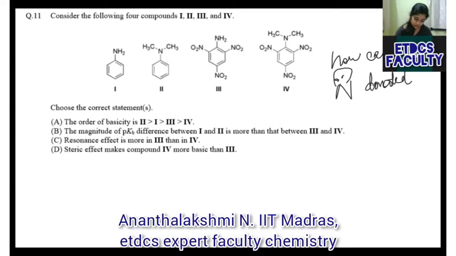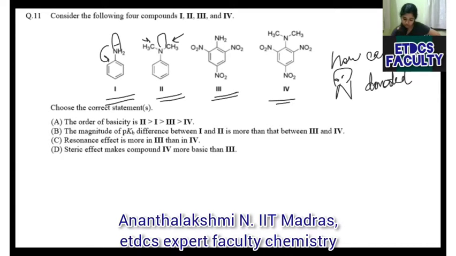So here you have this lone pair, but it is involved in resonance. And here you have this lone pair, even though it is involved in resonance, it has a plus I effect from these 3 groups, which increases the electron density. So obviously 2 is much better than 1. Perfect. Okay. Now compare 3 and 4.